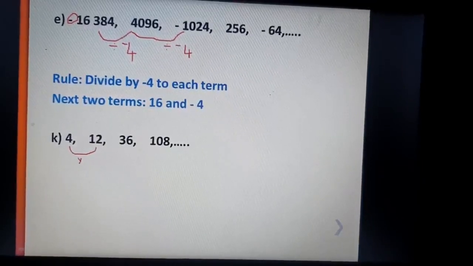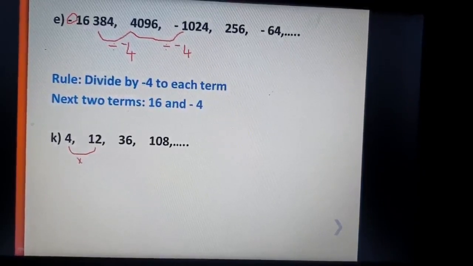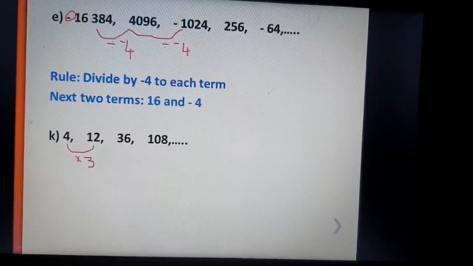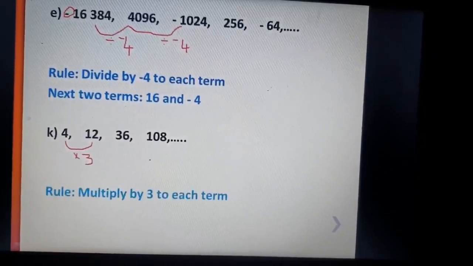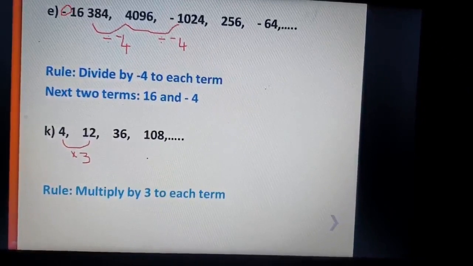And 12 to 36, again it is, yes, multiplication with 3. So, what's the rule here? Yes, it's a multiplication with 3. Multiply by 3 to each term.